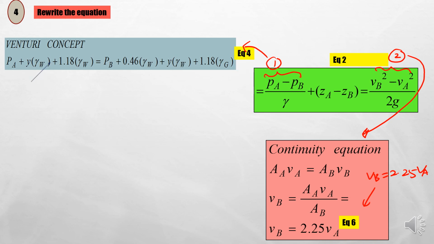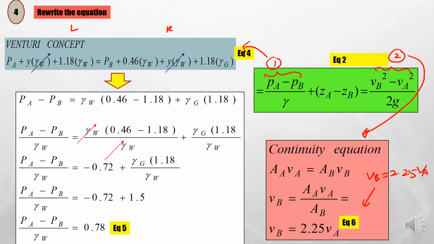Okay, since both the left and right parts consist of γ times y_w, we just cancel out these two terms. Then if we rewrite the equation into this form, we can cancel out the γ_w here, but we divide it again with γ_w here.